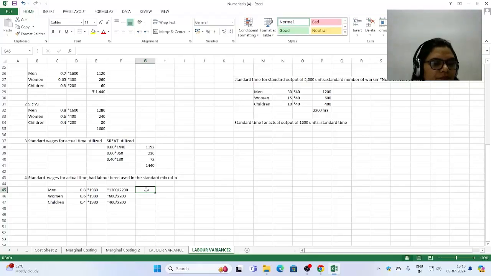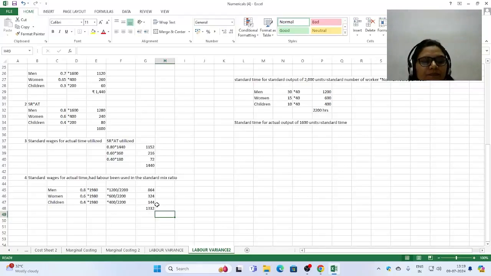Now, these figures will come out to be rupees 864 plus 324 plus 144, which will be 1332. 1332 will be your total.